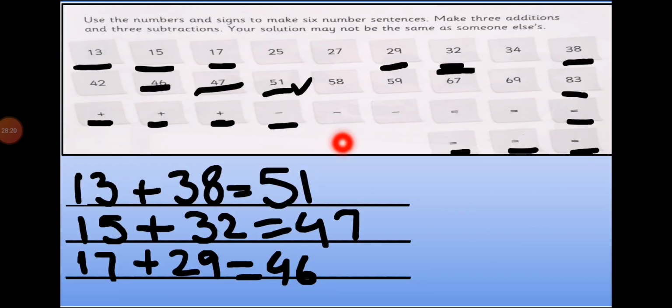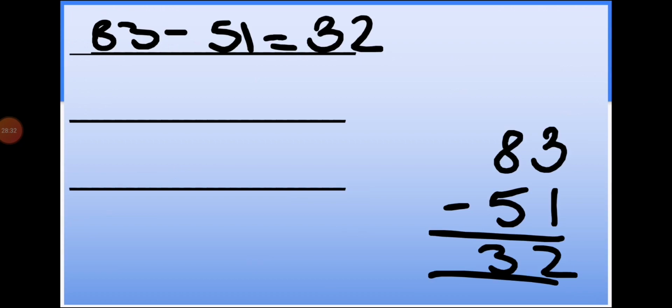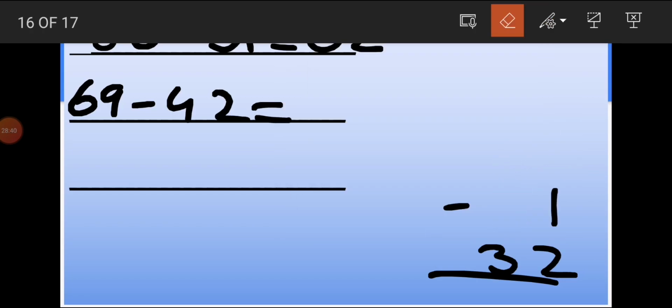Now, next number. Now, I'm choosing the next number. Again, I'm choosing a bigger number, that is 69. Then I will choose a subtraction sign. Then I will choose a number 42 here. Then I will choose the equal to sign. So, my number sentence is 69 minus 42 is equal to, now I'm going to erase it and I will write my number sentence.